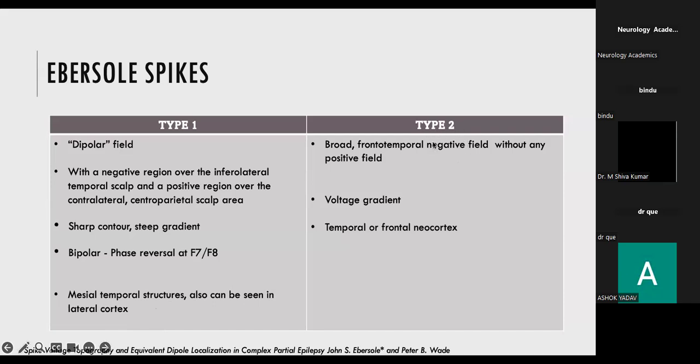Coming to type 2 Ebersole spikes, they have a broad frontotemporal negative field without any positive field. The difference is that in type 1 there is a positive field in the contralateral centroparietal region. Here there is only a frontotemporal gradient and frontal neocortex involvement.